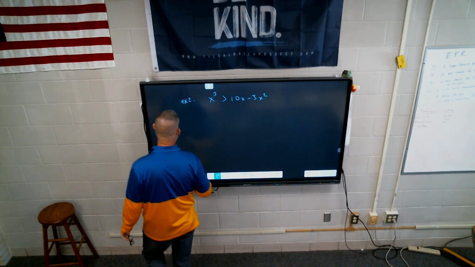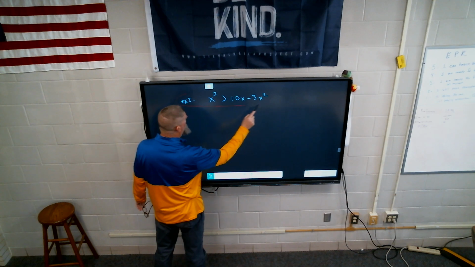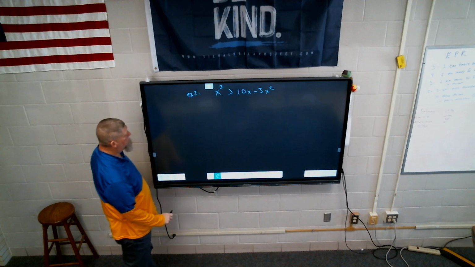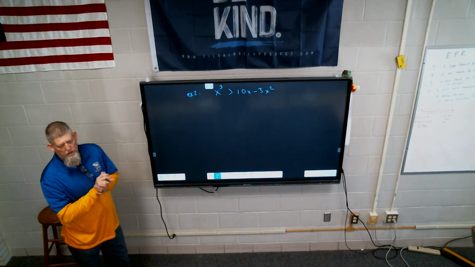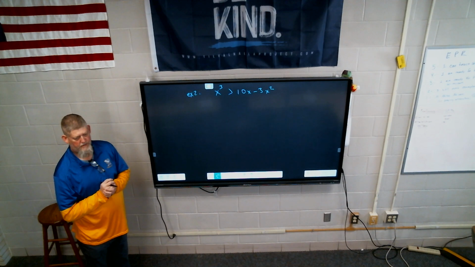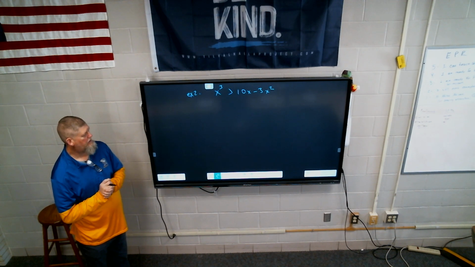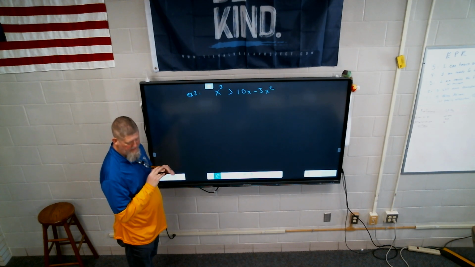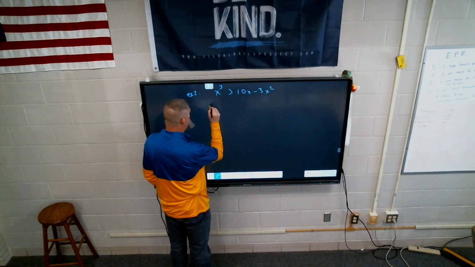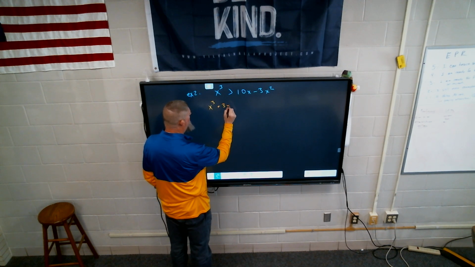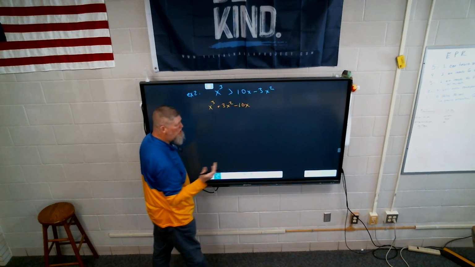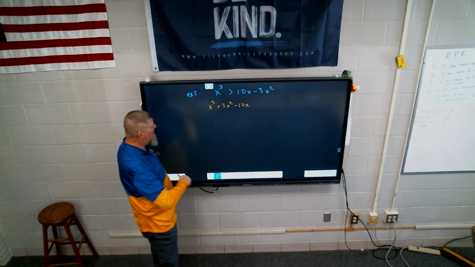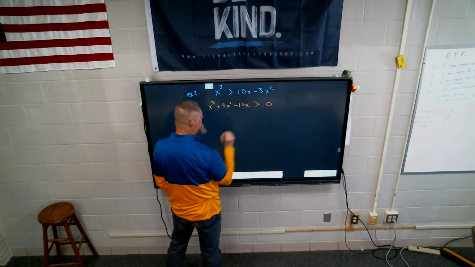All right. X cubed greater than 10x minus 3x squared. All right, what's the first thing we do? Standard form. How do I do that? Just move everything over, so negative 10x and then positive 3x squared. And make sure you put it in descending order, right? So I'm going to have x cubed plus 3x squared minus 10x. Doing any of that, adding and subtracting those things over, does that change my sign? No. I still have greater than, and on this side there's nothing, so it's greater than 0.